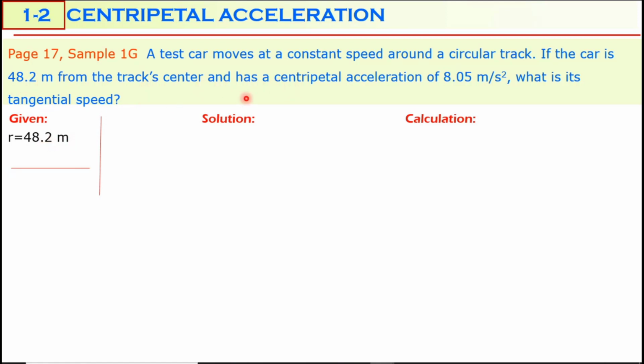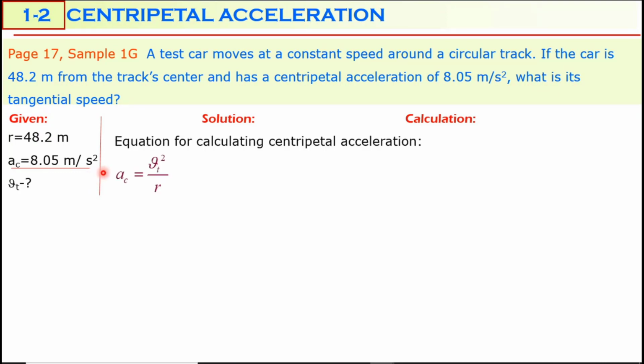And this car has a centripetal acceleration in magnitude. As you see, it's given in magnitude, so positive, 8.05 meters per second squared. So AC is 8.05 meters per second squared. What is its tangential speed? Calculate its tangential speed, Vt.